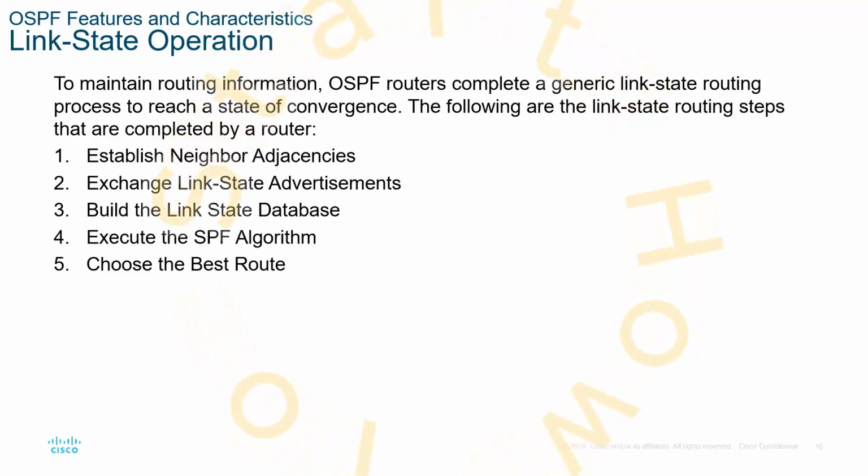There are a few link state routing steps that are completed by a router. Each router will establish neighborhood adjacencies. They will exchange link state advertisements. They will each build a link state database. They will each execute a SPF algorithm. They will each choose the best route. They will also then share that information with their neighbors. And again, this is just a generic link state routing process that each of the routers will go through.